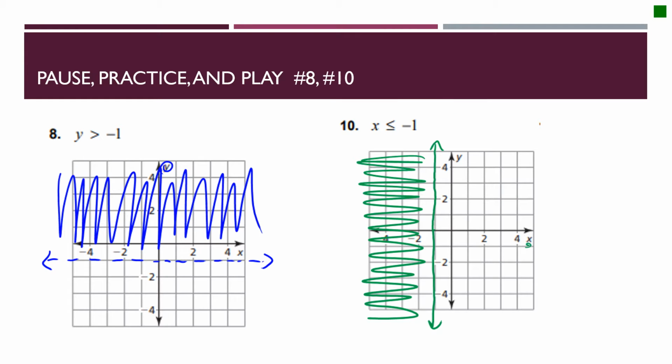Again, I'd like you to pause the video and then practice 8 and 10. Start the video only when you have tried it first.